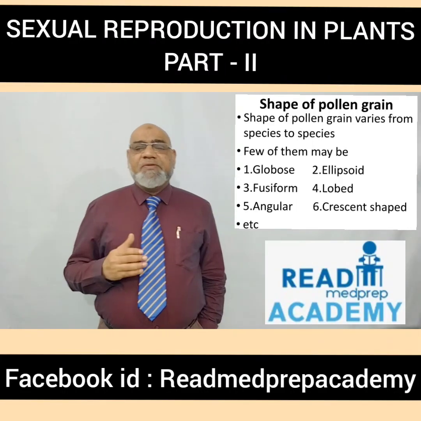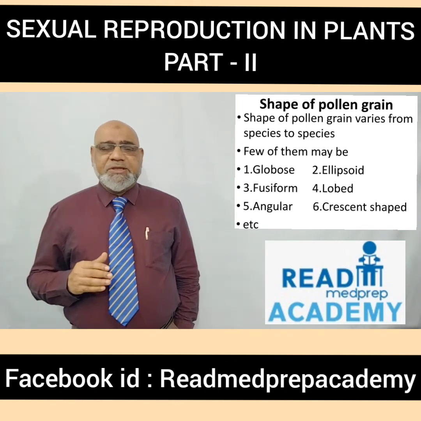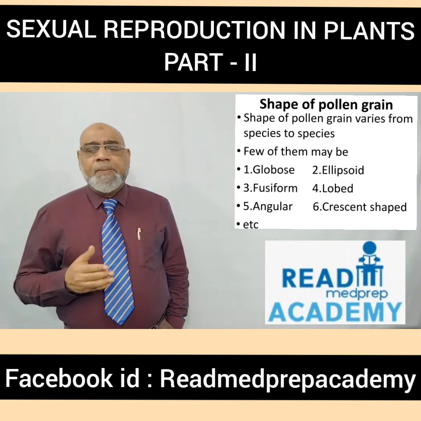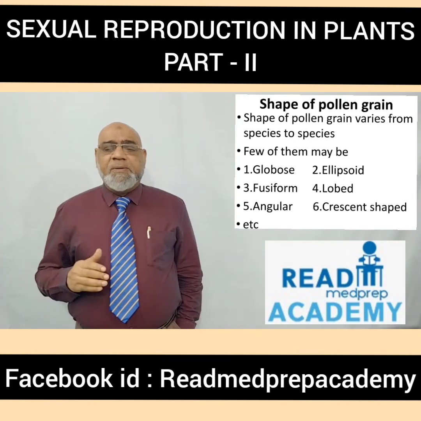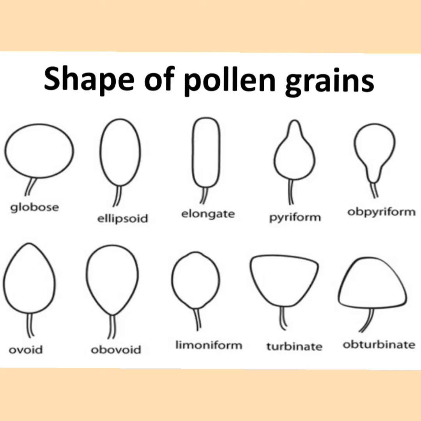Now, what is the shape of the pollen grain? The shape of the pollen grain varies from species to species. Few of them may be globose, ellipsoid, fusiform, lobed, angular, crescent shape, etc. In this image, you can see the different shapes of the pollen grains: globose, ellipsoid, elongate, pyriform, obpyriform, ovoid, obovoid, lemoniform, turbinate, obturbinate. So you can see how the shapes of the pollen grains look.